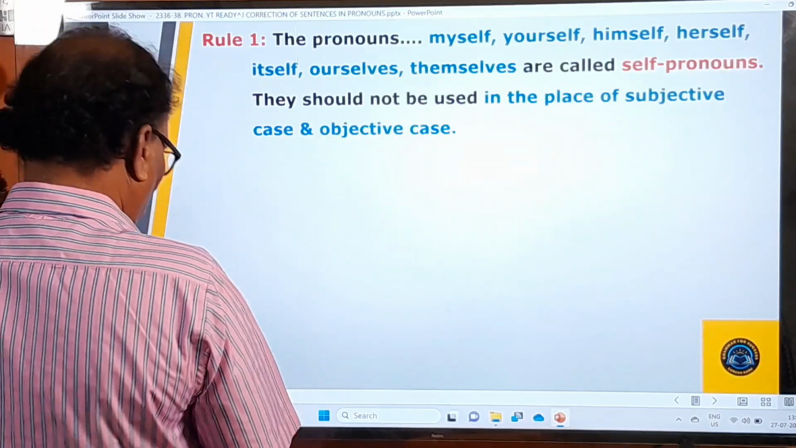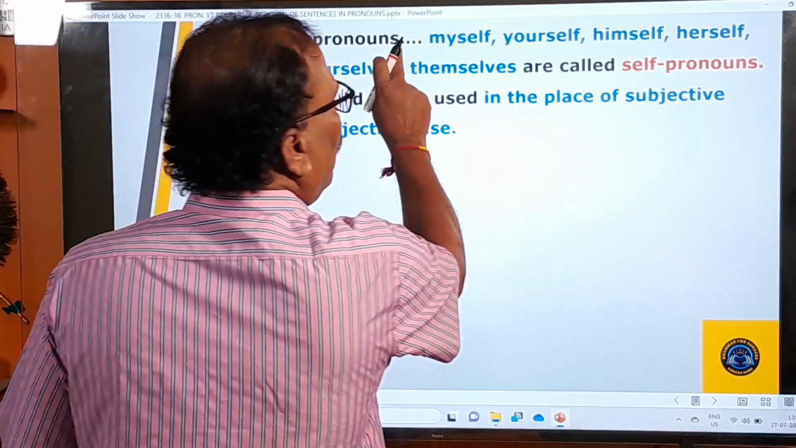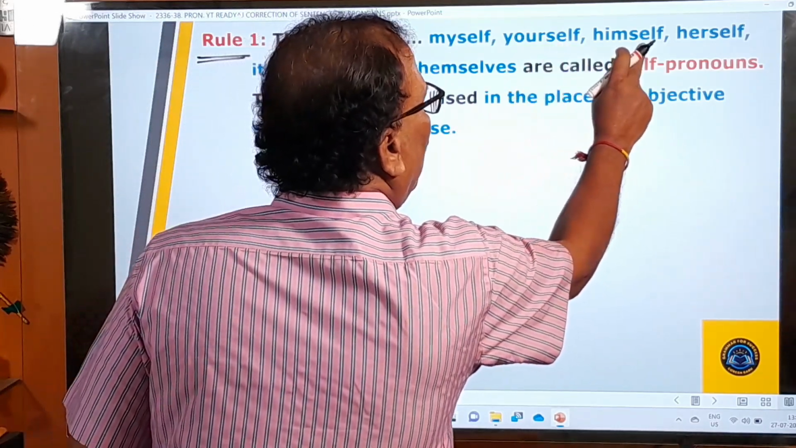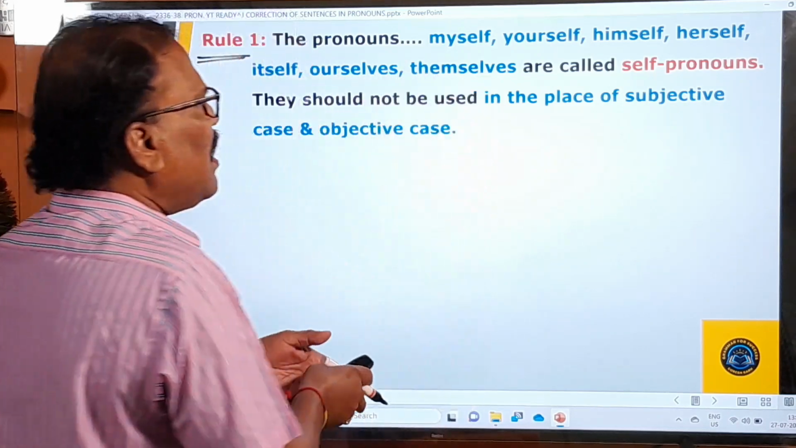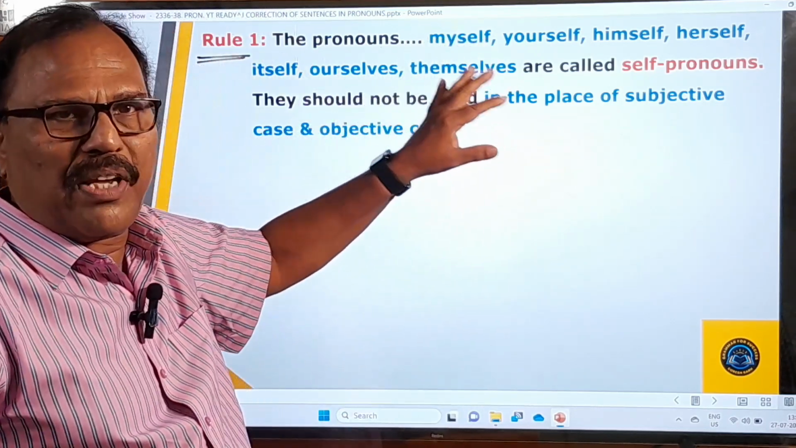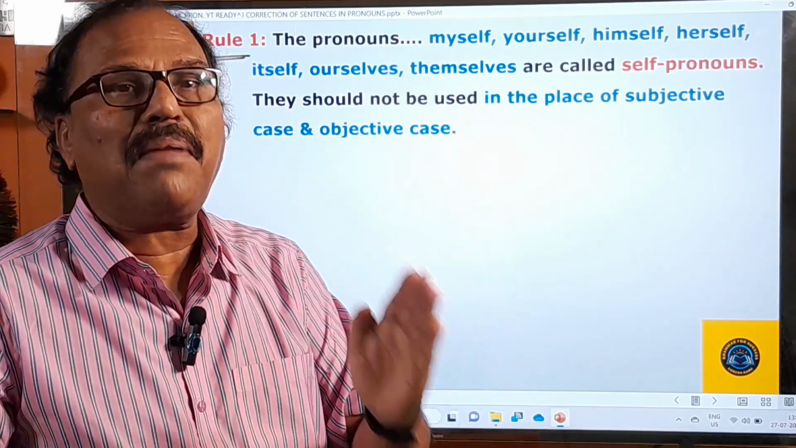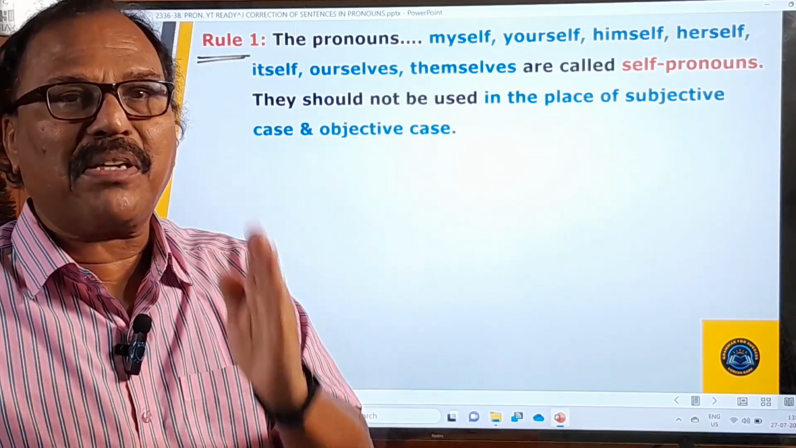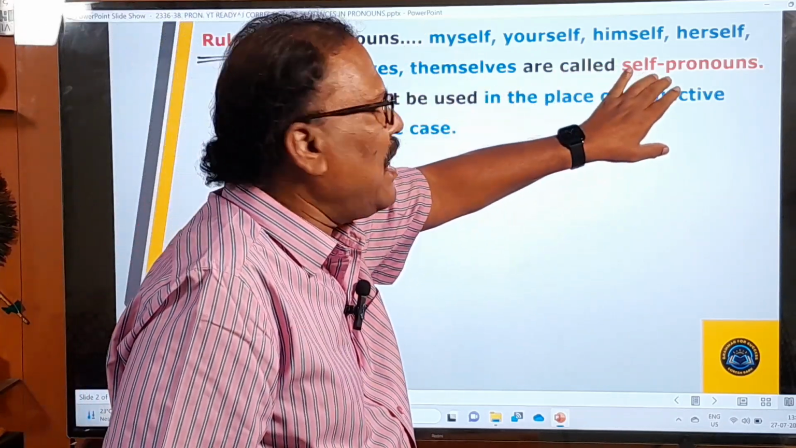Okay, here the rule 1 is there. What is rule 1? The pronouns myself, yourself, herself, himself, itself, ourselves, themselves. These are all self pronouns. The grammatical name of them is compound personal pronouns, and their general name is pronouns.